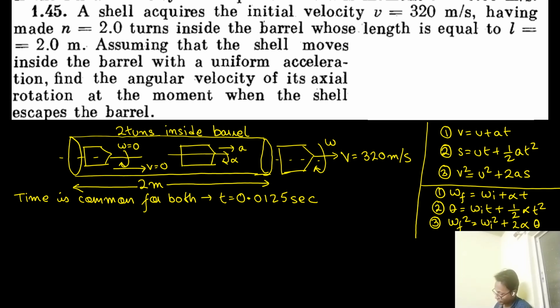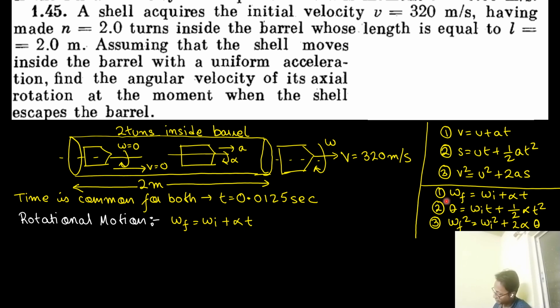Now let's erase this one and focus on rotational motion. What's the final angular velocity? I don't know. What's the initial angular velocity? The initial angular velocity is equal to 0. I know the time. So can I use omega final is equal to omega initial plus alpha t? But the problem is I don't know the value of alpha.